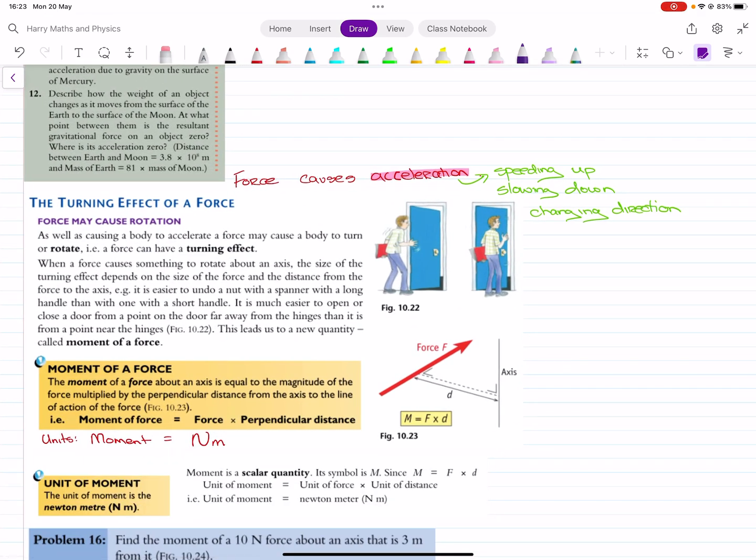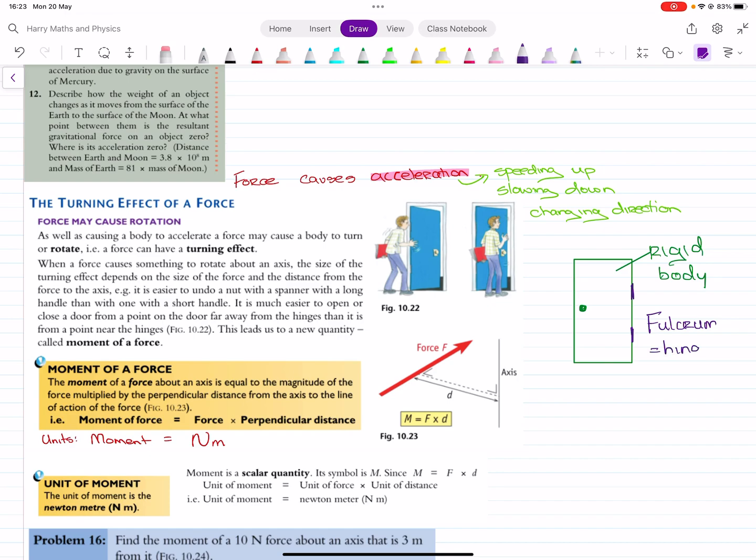And then the last thing in this chapter is the turning effect of a force. So we've talked about forces that cause things to speed up, forces that cause things to slow down, and forces that cause things to change direction. But if you exert a force on an object that is rigid and has a fulcrum, like a door, it's a rigid body and it rotates about a fulcrum, the fulcrum being the hinges.